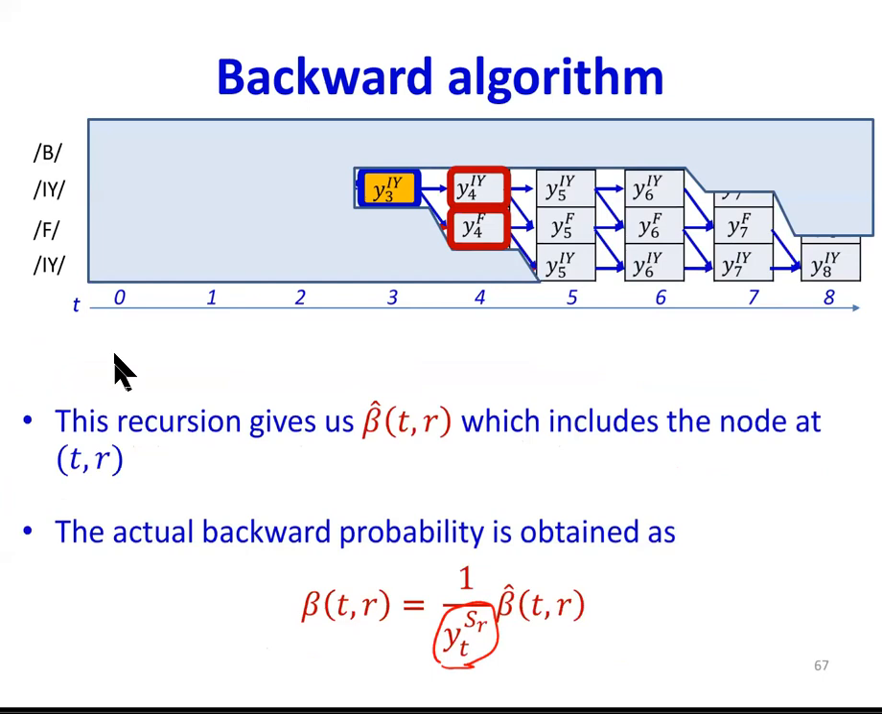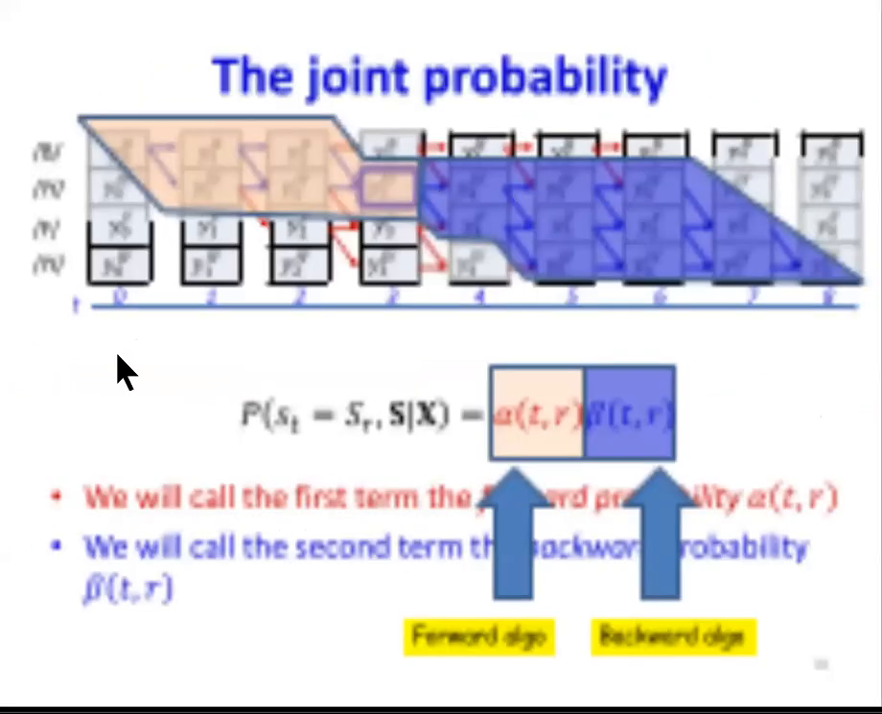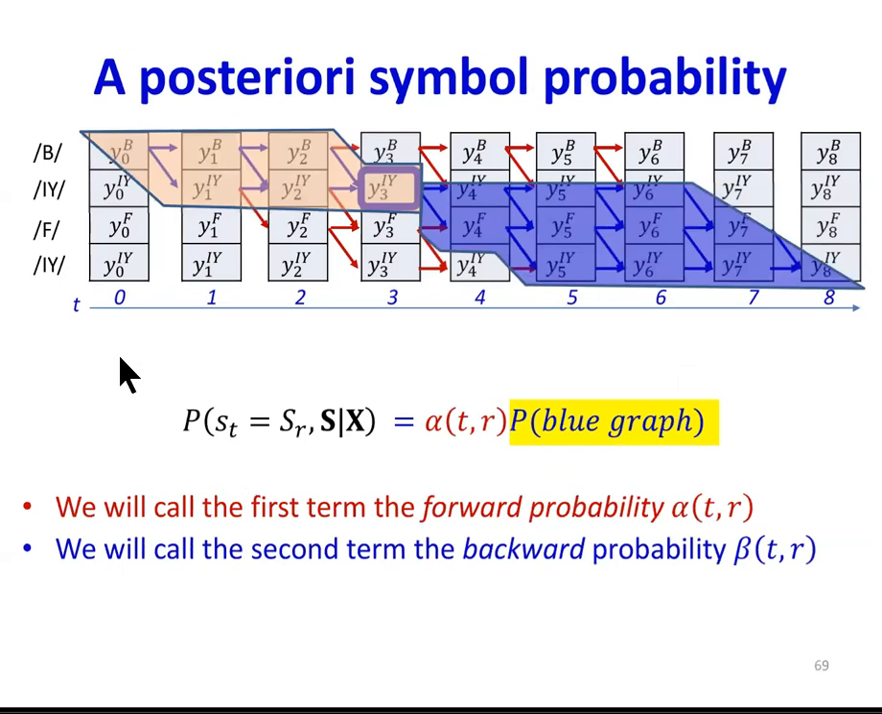So now we see how to do this, and there's pseudocode for doing this. I have the entire code over here. Now that was the backward algorithm. What did the backward algorithm give us? The backward algorithm gave us the probability of the blue graph, right? And so that is my beta TR.